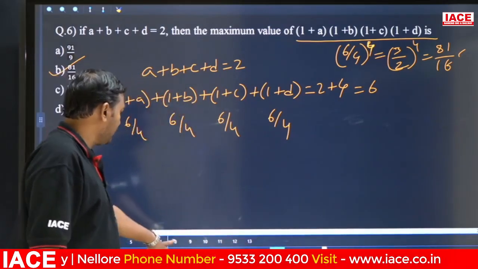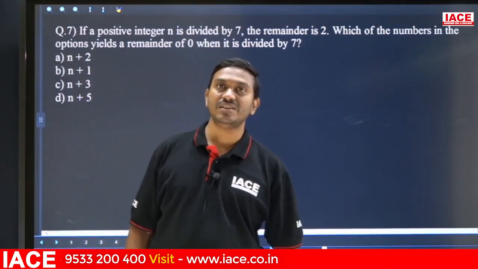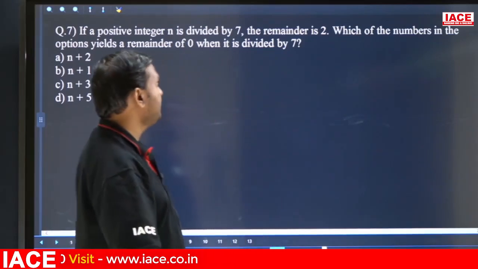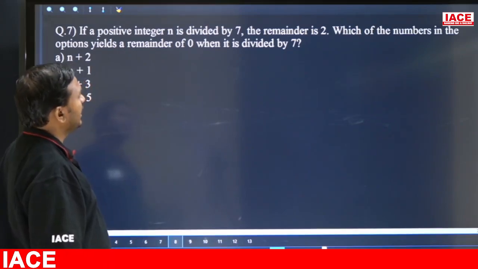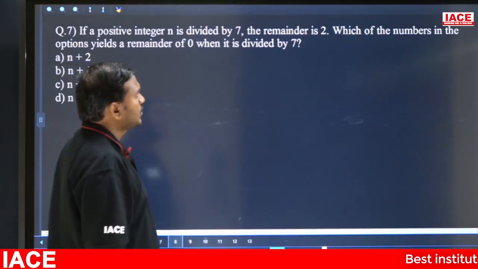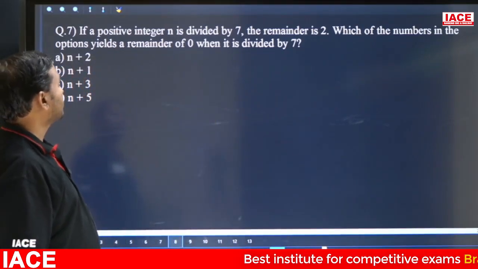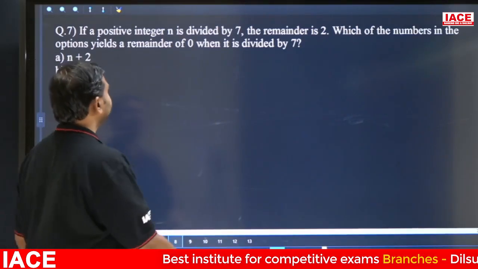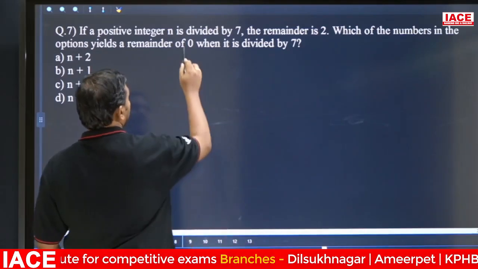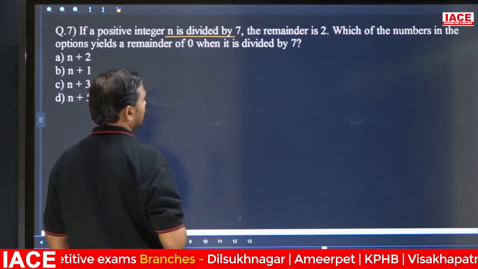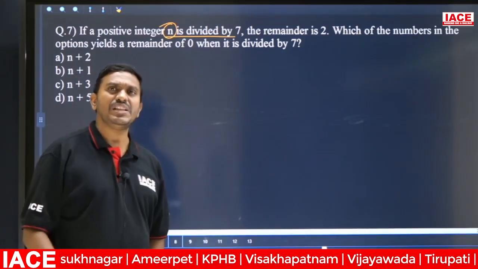Then next one. Question number 7. So again it's a number system question. It's not a pure maths question. Just see. If a positive integer n is divided with 7, the remainder is 2. Which of the options yields a remainder of 0 when divided with 7? Just see. N is divided with 7, remainder is 2. So first we have to find one n value. Many n values will be there, but one n value we will find.